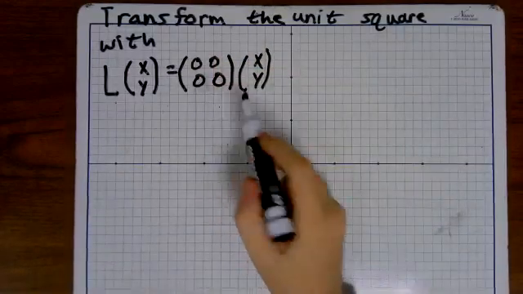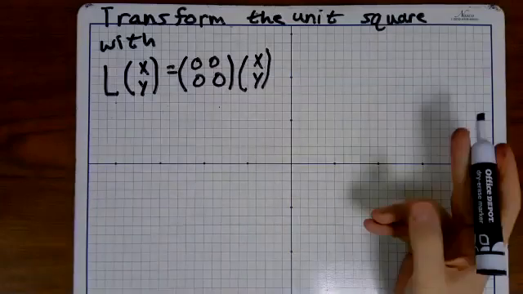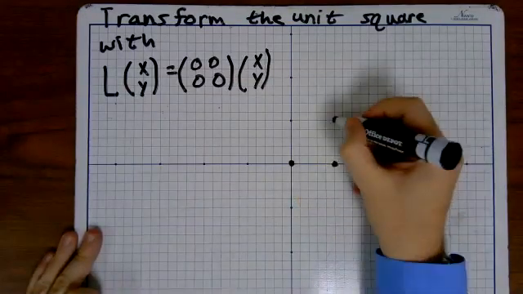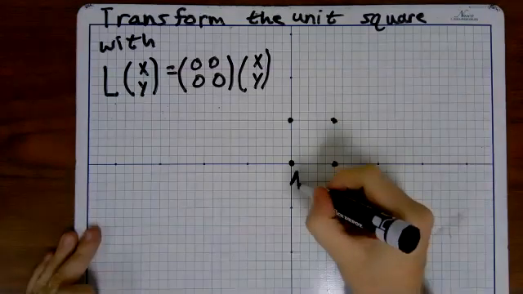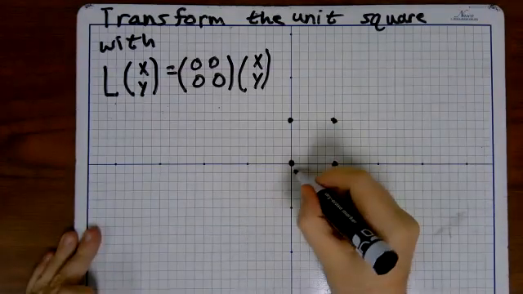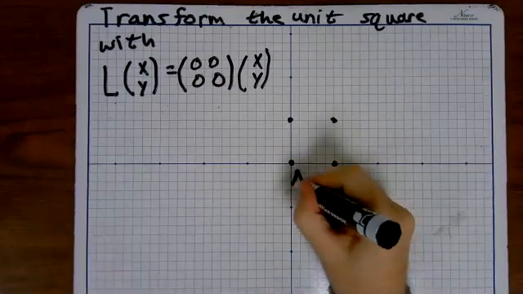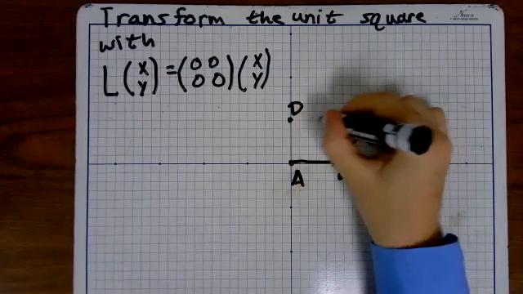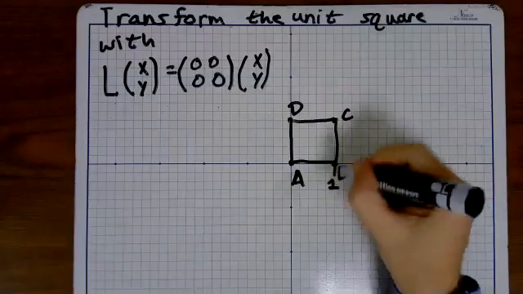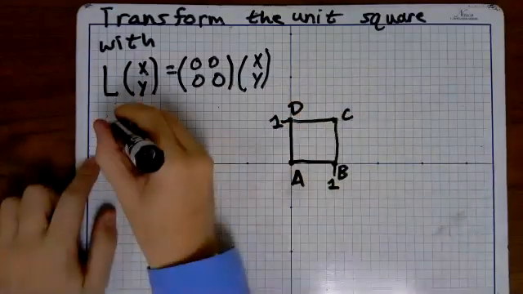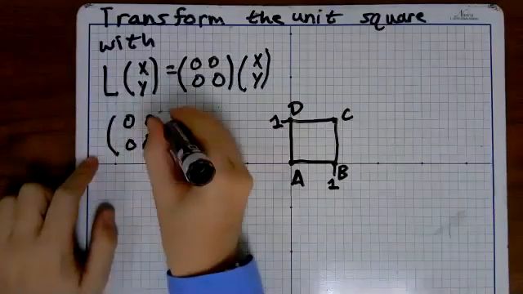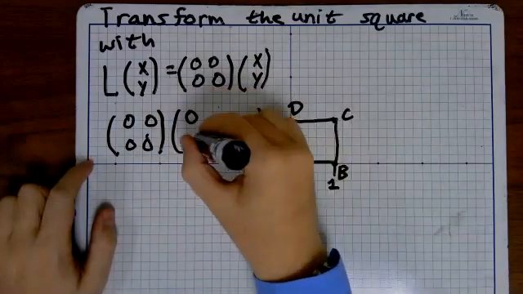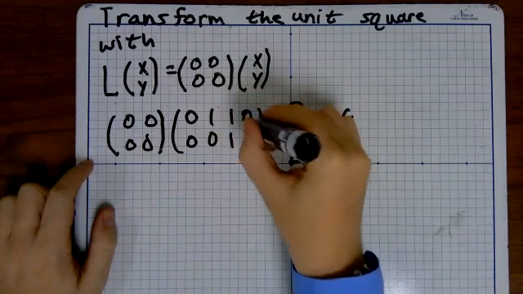What happens if all of the numbers in our transformation matrix are zero? Well, this should be pretty easy. So, the unit square, once again for better resolution, so we have 0, 0, 0, 0 times the unit square, 0, 0, 1, 0, 1, 1, 0, 1.